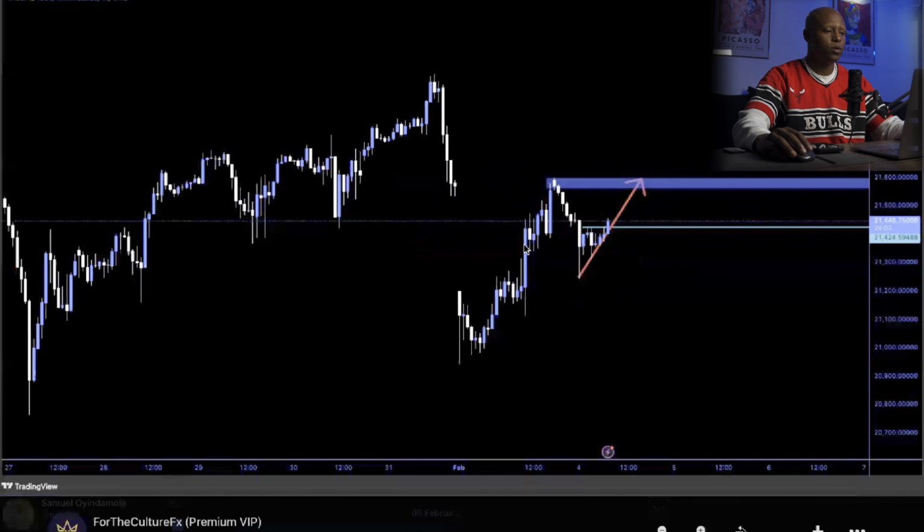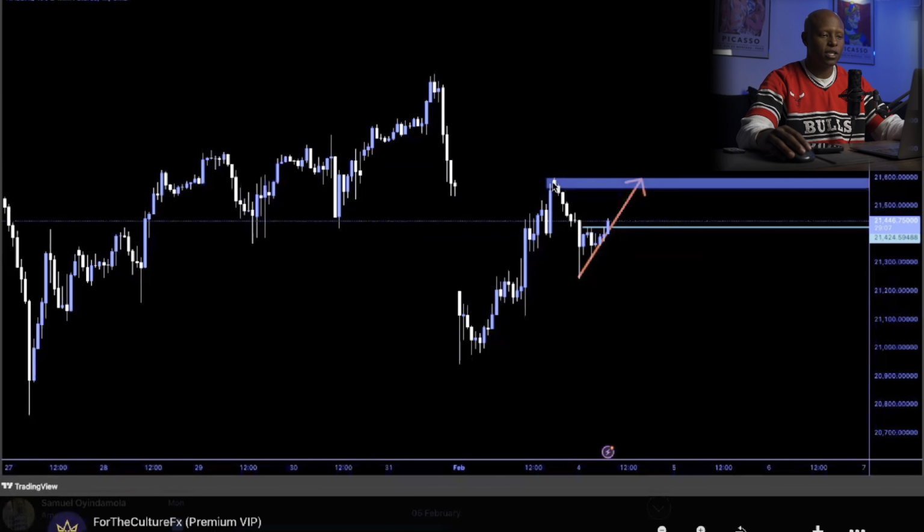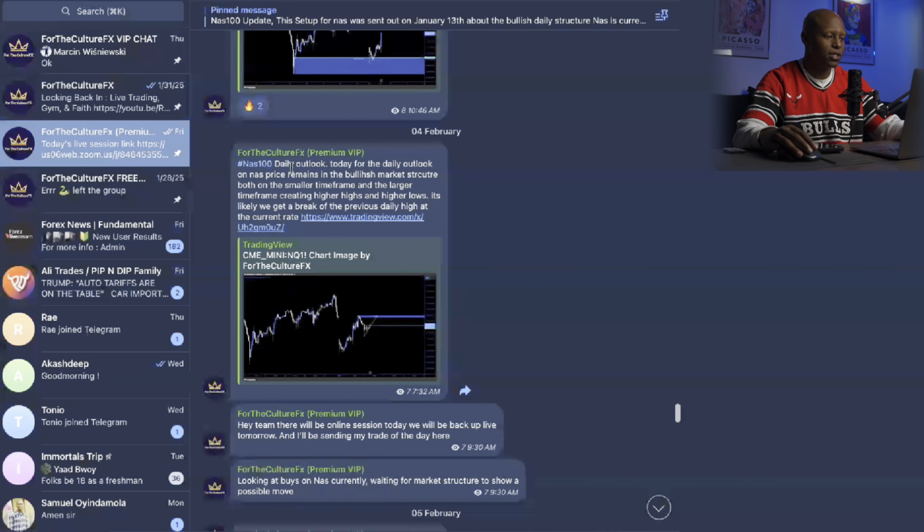Daily outlook number 2. So we had just previously filled this gap here. Price had pushed up and we began to form a corrective structure. If you've seen the last video, we explained step by step all of the steps of my strategy and the corrective structure. Now we are anticipating a continuation for price to then break the high. What was the daily outlook that was sent? Today for the daily outlook on Nas, price remains in a bullish market structure, both on a smaller time frame and the larger time frame, creating higher highs and higher lows. It's likely we get a break of the previous daily high at the current rate.